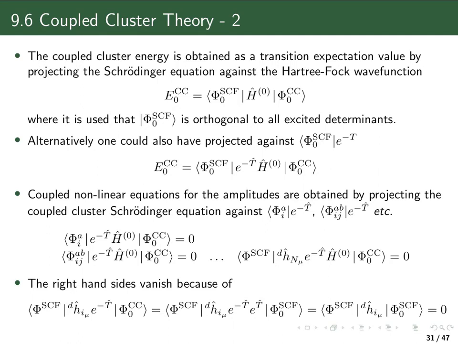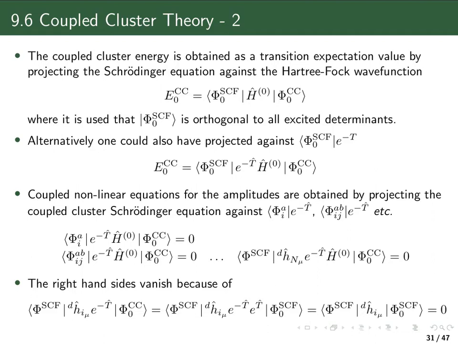Now, equations for the amplitudes one can obtain by correspondingly pre-multiplying the equation with e to the minus T and then projecting against singly excited determinants, doubly excited determinants, and so forth. If we project against the singly excited determinant i alpha, then we will get an equation from which one can obtain the amplitude corresponding to this singly excited determinant, and correspondingly for the doubly excited and so forth. As I said, this is very much the same as one does in Møller-Plesset perturbation theory.